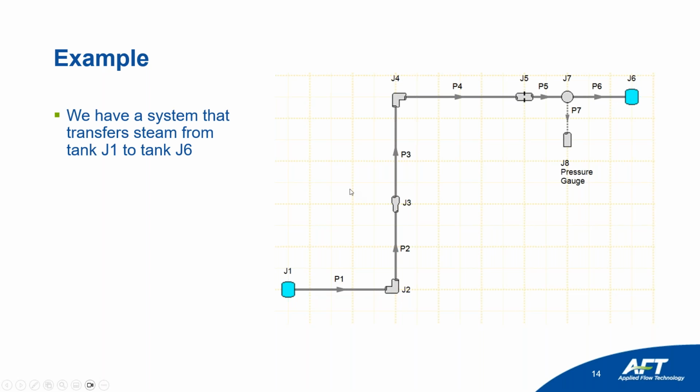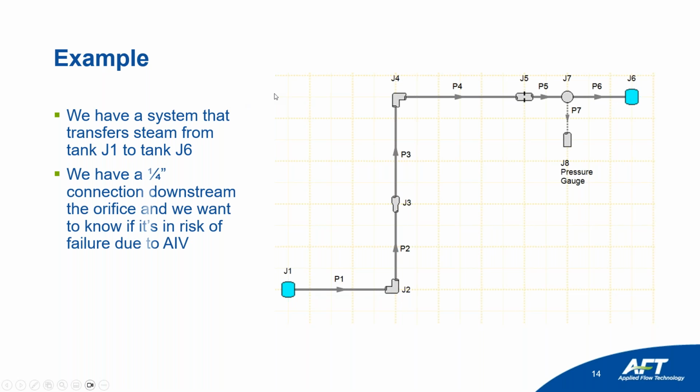We have a system that transfers steam from tank J1 to tank J6. We have a quarter-inch downstream orifice, and we want to know if it's at risk of failure of AIV. So first we do the qualitative assessment, the first stage of the Energy Institute methodology.